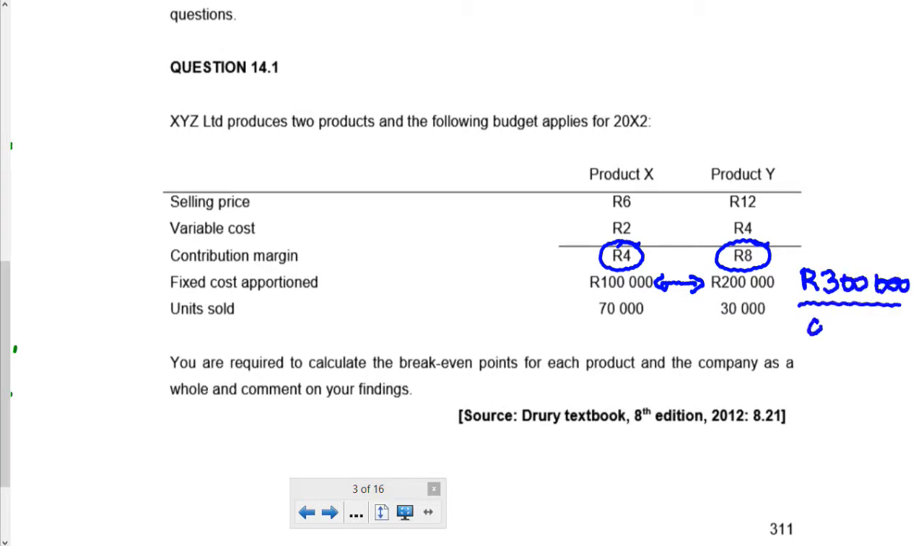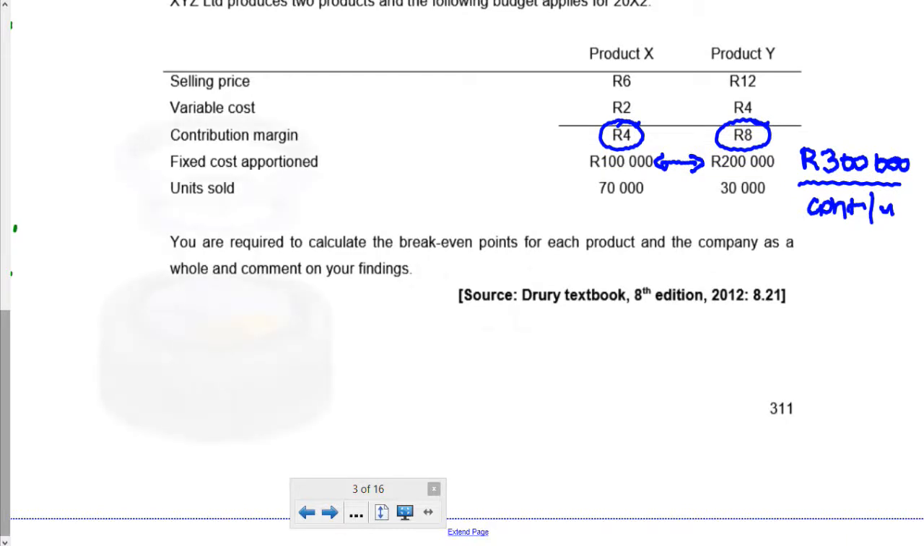And then I need to divide that by contribution per unit, which needs to be the weighted average contribution, or the contribution for the company as a whole, isn't it? So this calculation for contribution for the company as a whole, we need to do, and there are two ways of doing it. I like to do it this way.